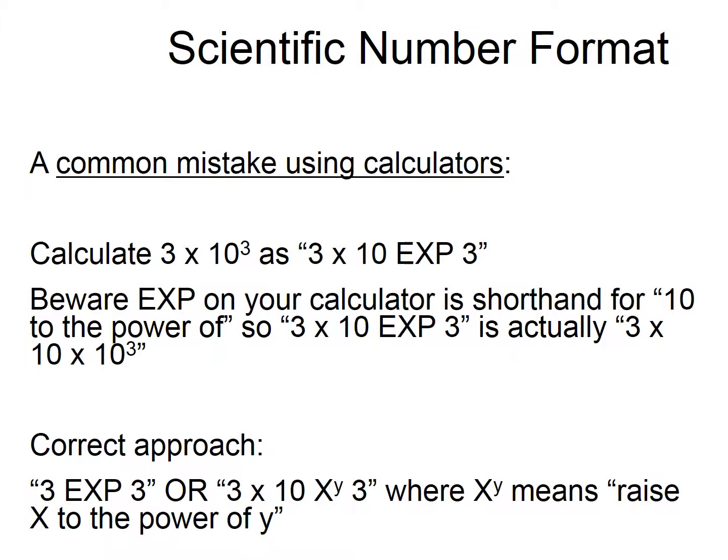This is important: you need to get to know your calculator, because your calculator may be different to other people's calculators. If you wanted to type in 3 times 10 to the 3, this EXP button on your calculator actually does all of that for you. Or you might have to press 3, then the X button, and then 3 again. Depending on the model, the X button can replicate all of this times 10. So have a play with your calculator and figure that out.